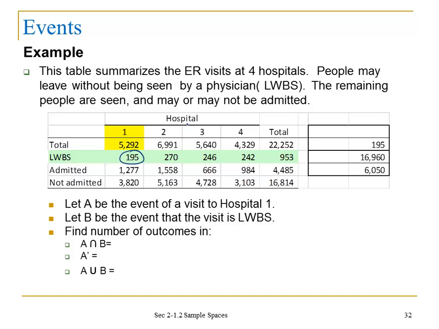Okay. Let's look at this example. This table summarizes the visits to an emergency room at 4 hospitals. People may leave without being seen by a physician. That's what we call an LWBS. The remaining people are seen and may or may not be admitted. So we have this table of information.